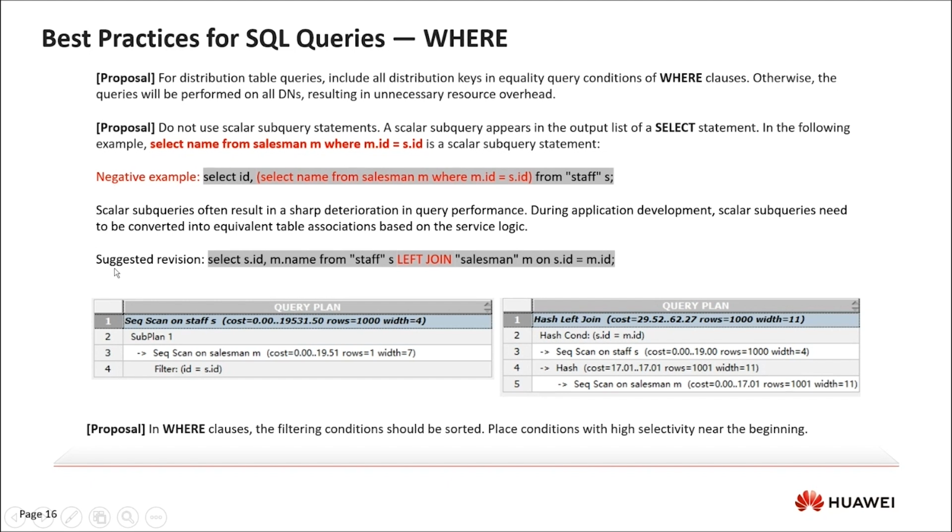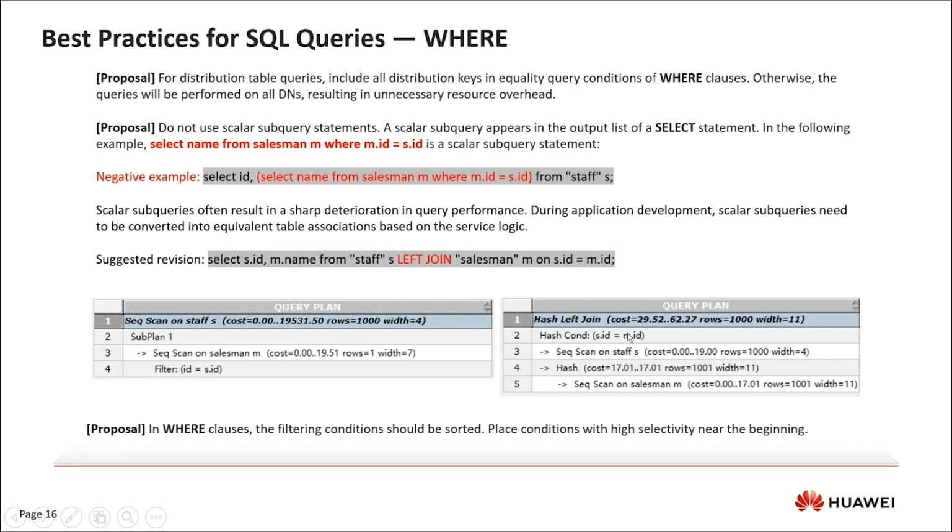And to revise that, we can revise it in this way. We join the salesman table with the staff table, and we can simply get the result we want through the joined tables. And this will have the same result as the upper example. So now let's see the query plans for these two SQLs. On the left-hand side, this query plan is for the suggested revision.